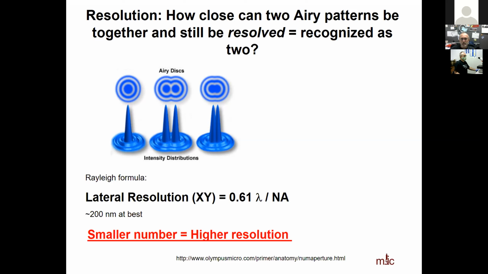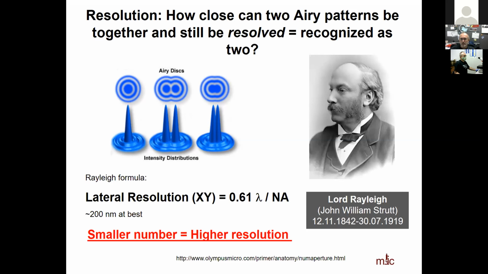This formula is called the Rayleigh formula, after Lord Rayleigh, who came up with this definition. One thing to remember: a small number means higher resolution. If you have two objectives, one has a resolution of 0.5 microns and the other has a resolution of 0.8 microns, the 0.5 is a higher resolution, so don't get confused.